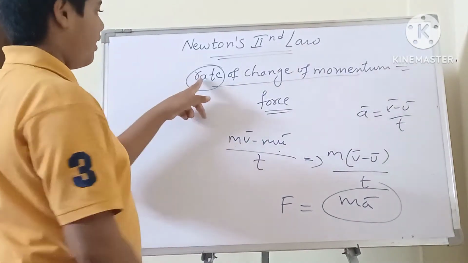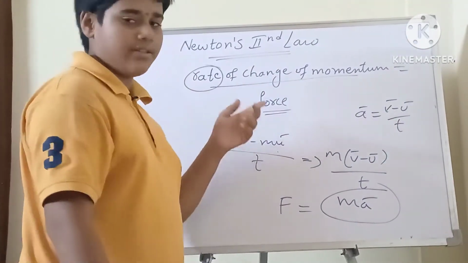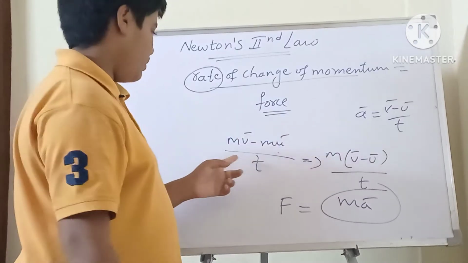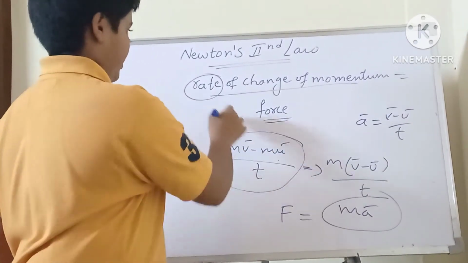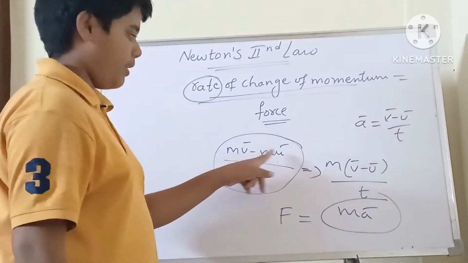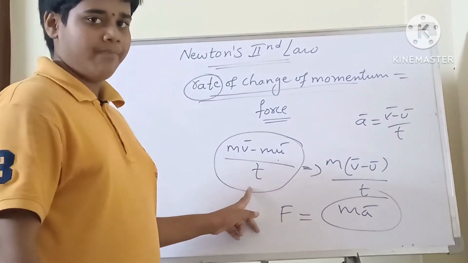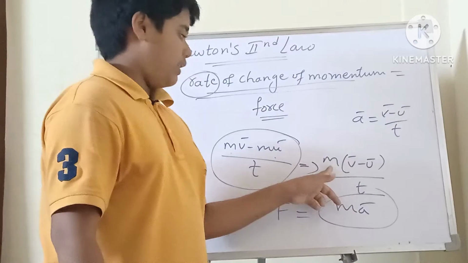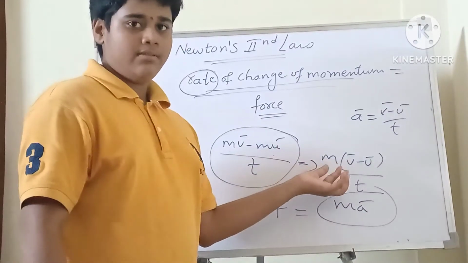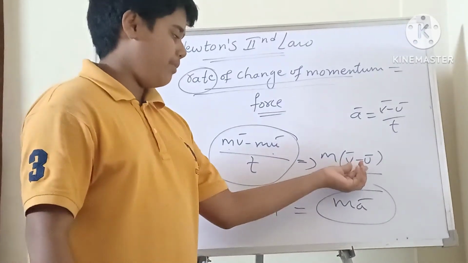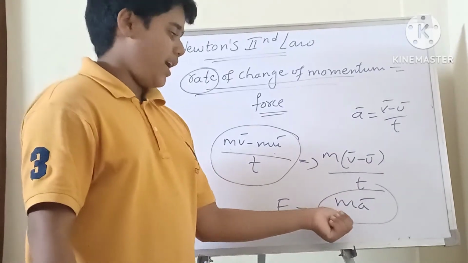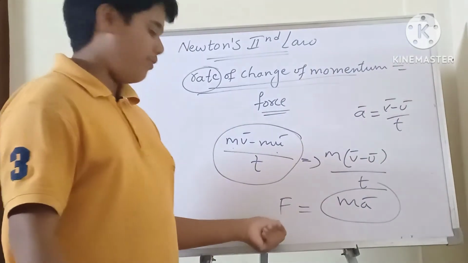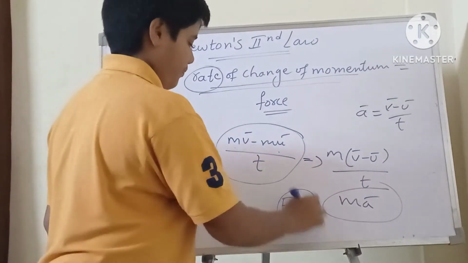It states that rate of change of momentum is equal to force. This is mv bar minus mu bar by time. Here we took m as common, and v bar minus u bar by time means acceleration. So mass into acceleration is force. Mathematical formula. Okay.